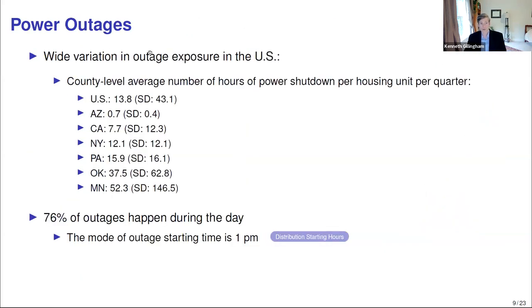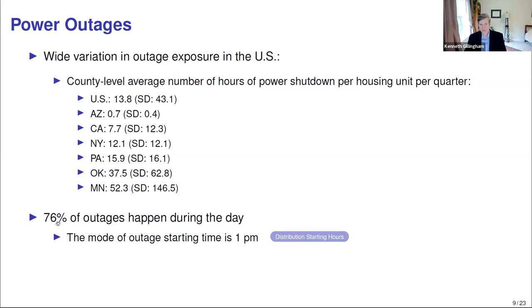On the power outages, there's a wide range of outage exposure. It's interesting to see the places where the outages are the most prevalent. So Minnesota actually wins here with the most outages, and California is not the worst, despite what you might think. This is the county level average number of hours of power shutdown per housing unit per quarter. And so we have some pretty nice data that can tell us about the outages across locations.